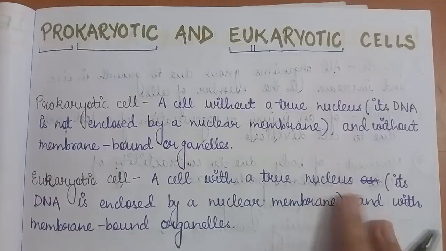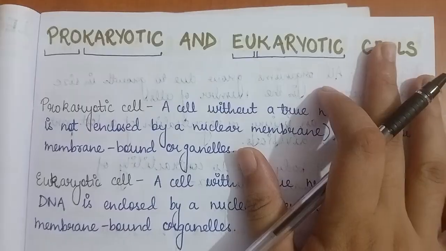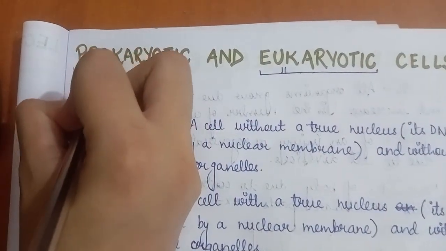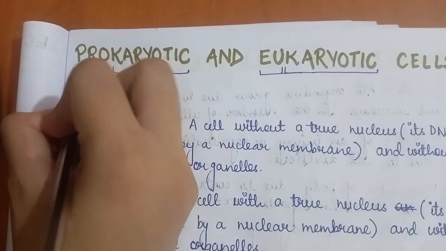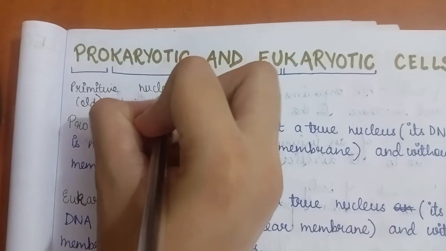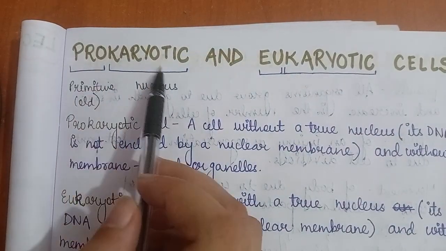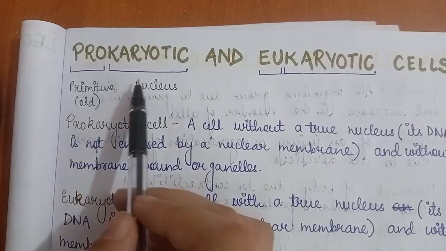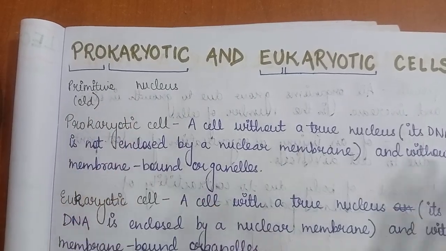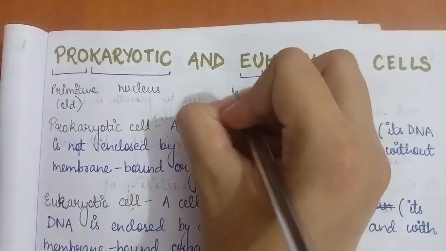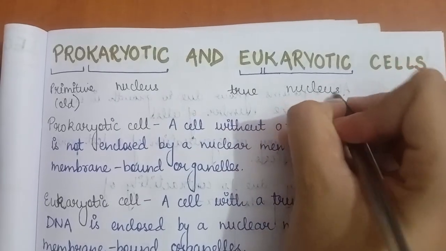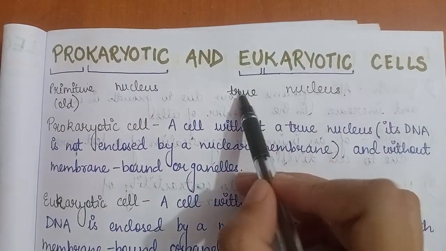Study about prokaryotic and eukaryotic cells. Pro means primitive or old, and karyotic means nucleus. So prokaryotic cells are the cells which have a primitive, means old nucleus, means there is a false nucleus. I will explain what is a false nucleus. Eu means true and karyotic means nucleus, means eukaryotic cells are those which have a true nucleus.